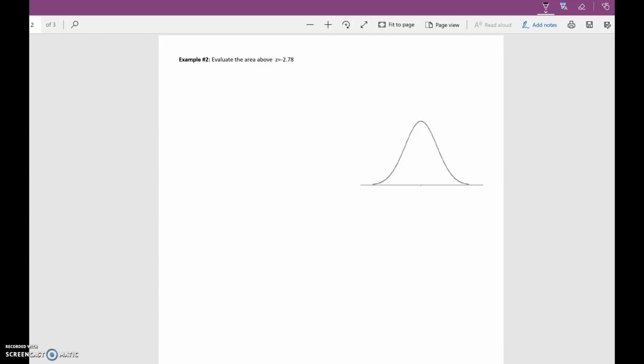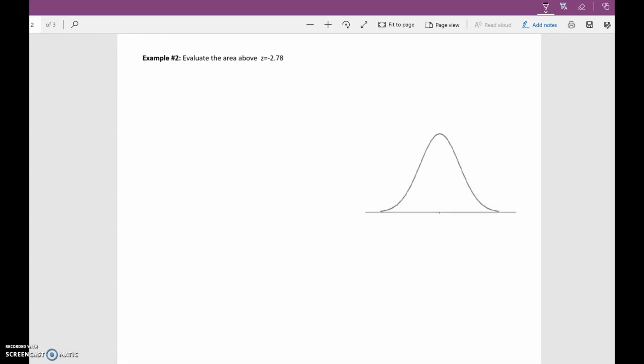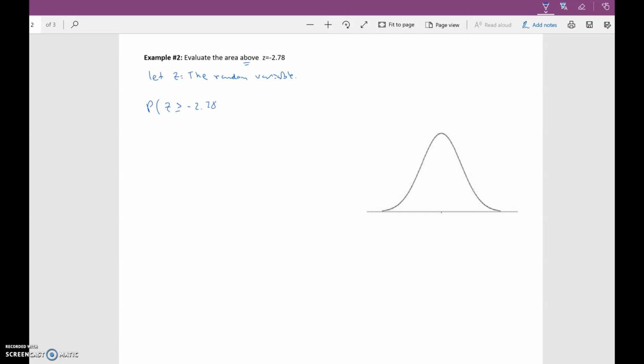Let's take a look at example 2. Now, example 2 says the area above C is equal to negative 2.78. So what I'm going to do is I'm just going to rewrite it with the equals. So as a probability statement, you would just have to say let Z equal the random variable, and then it says this one above, so that would be to the right. So C is greater than or equal to negative 2.78.